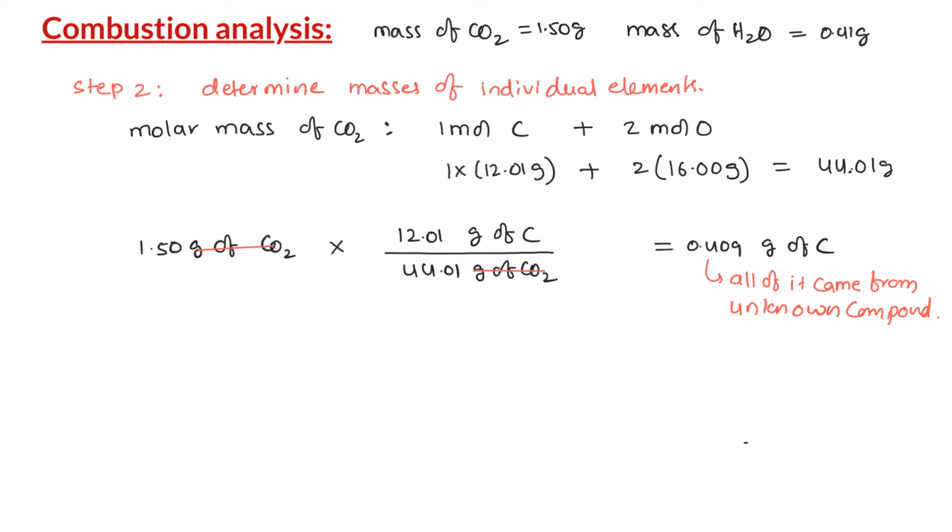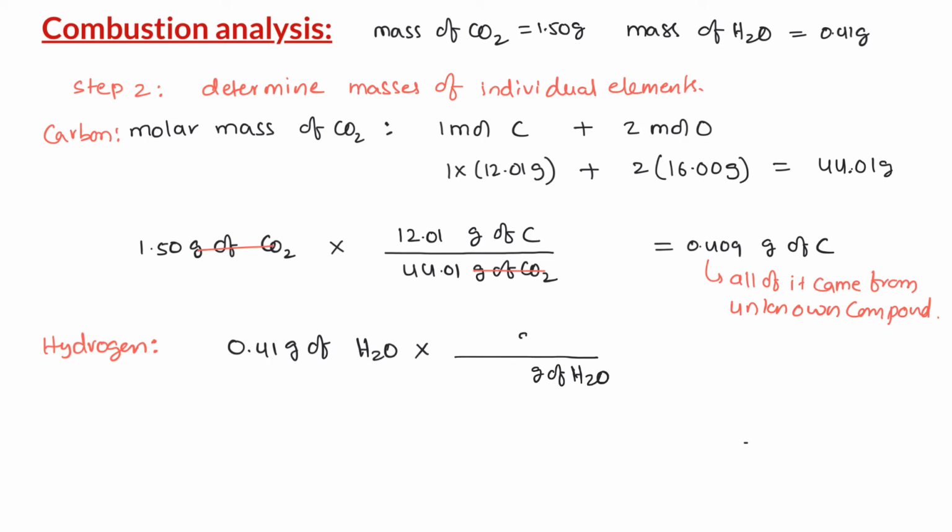Let us now calculate the mass of hydrogen in 0.41 grams of water. We start with 0.41 grams of water and we want grams of hydrogen. We need to multiply this with a conversion factor in which we have grams of water in the denominator and grams of hydrogen in the numerator. That is 2.016 grams of hydrogen per 18.02 grams of water. You can get this number by calculating the molar mass. If we do the math, we get 0.046 grams of hydrogen. All this hydrogen must have come from the unknown compound.